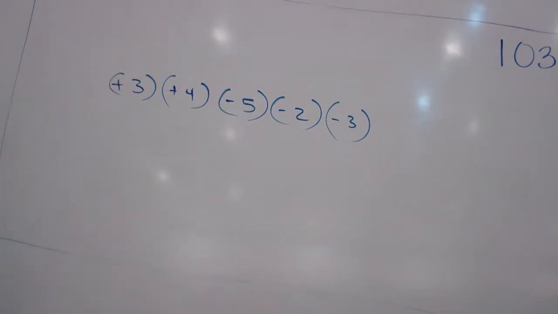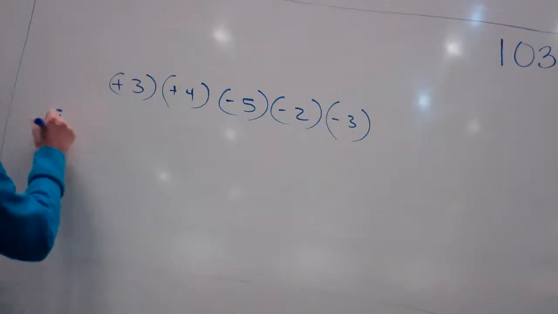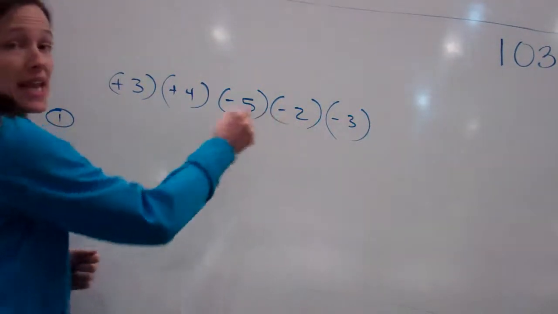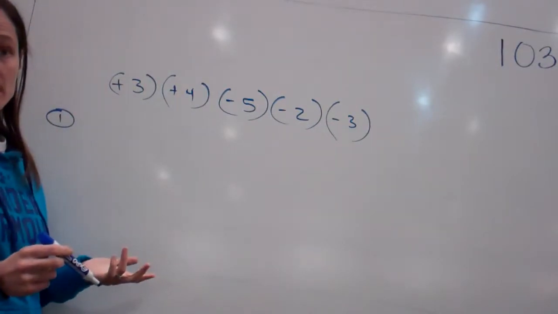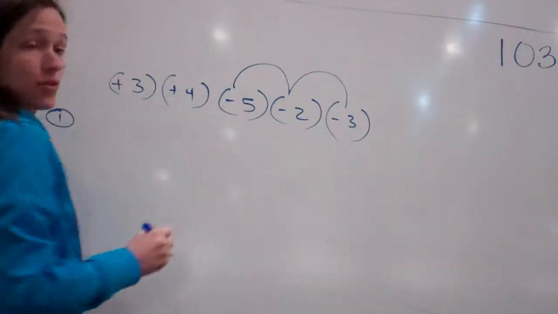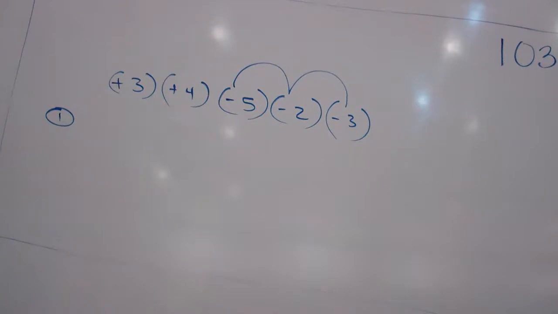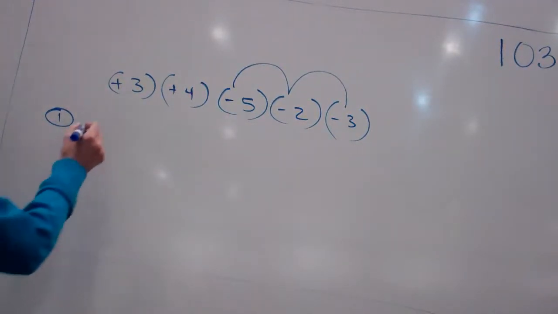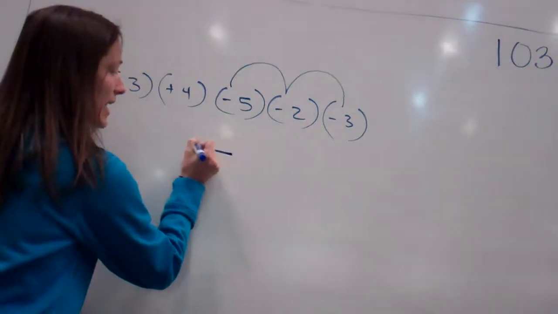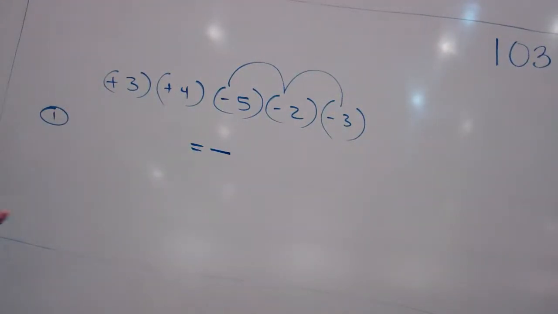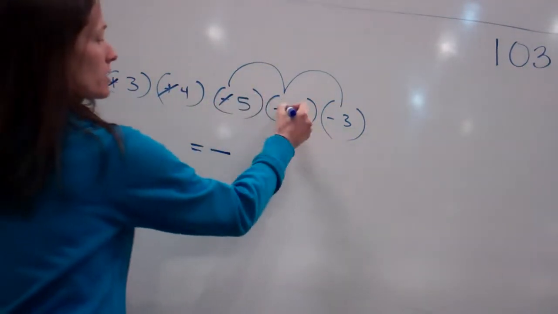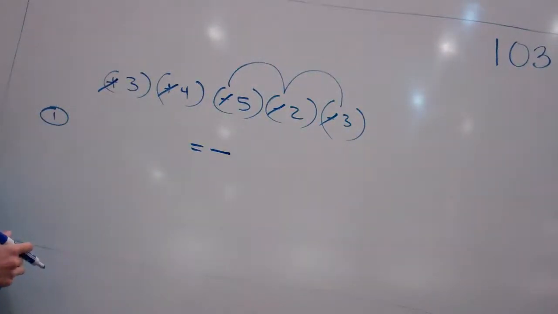Good job. You should have gotten negative 360. Okay, now, the easiest way to do this problem is to, first off, count how many negative numbers you've got, right? And we have three negative numbers, and because 3 is an odd number of negatives, what's my answer going to be? Negative. My answer already, we know, is going to be a negative answer, okay? And then I wouldn't even worry about the signs. I would just multiply your numbers, okay?